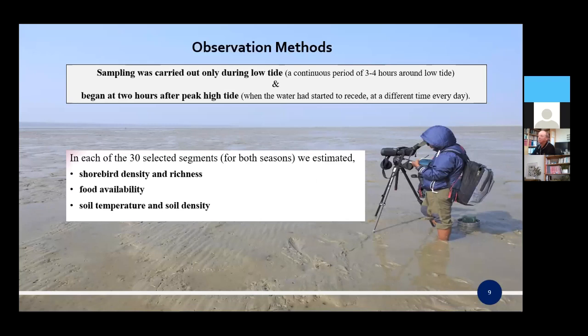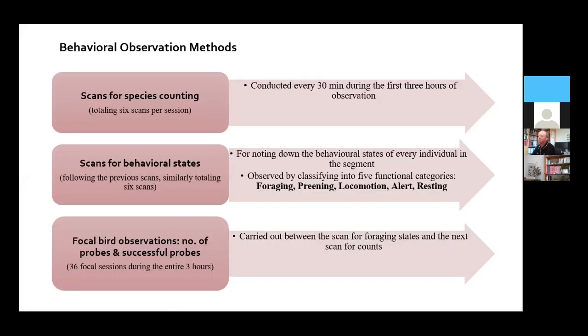In each segment, I estimated shorebird density and richness, availability, soil temperature, and density during these 4 hours. For the first 3 hours, I did scans for species, repeated every 30 minutes, and at the end, the average count was calculated.